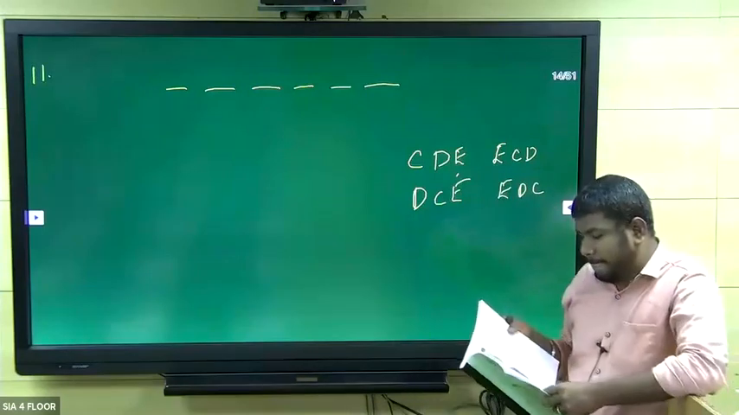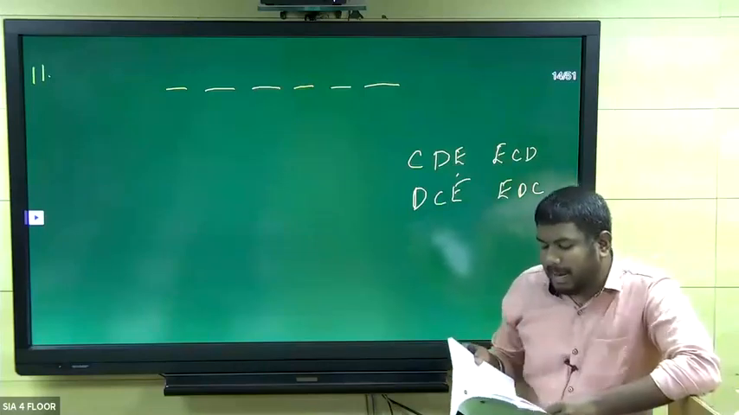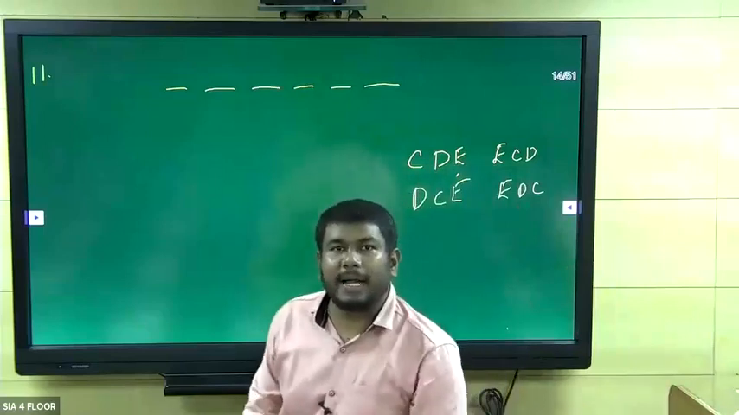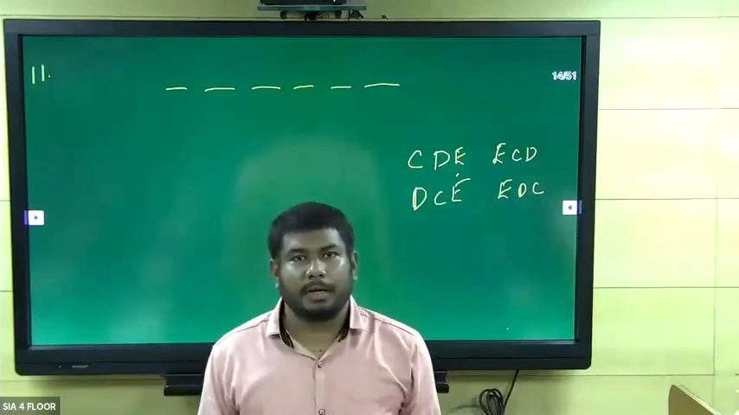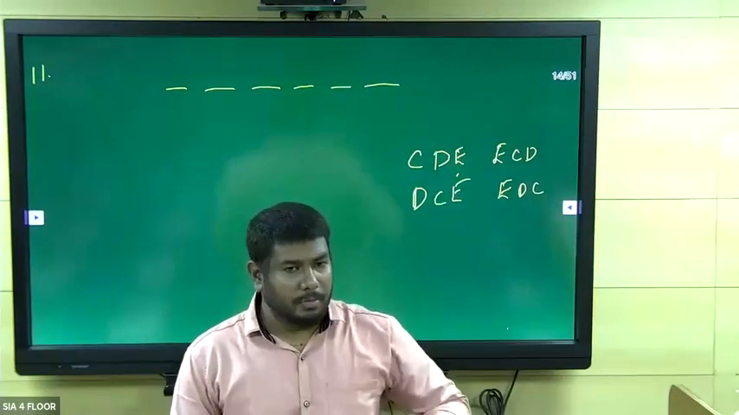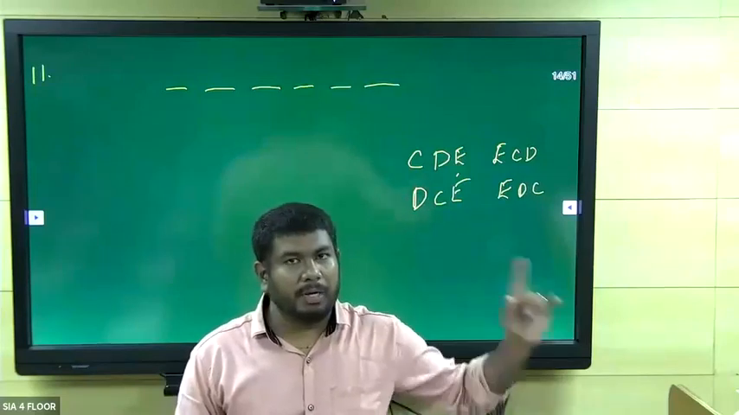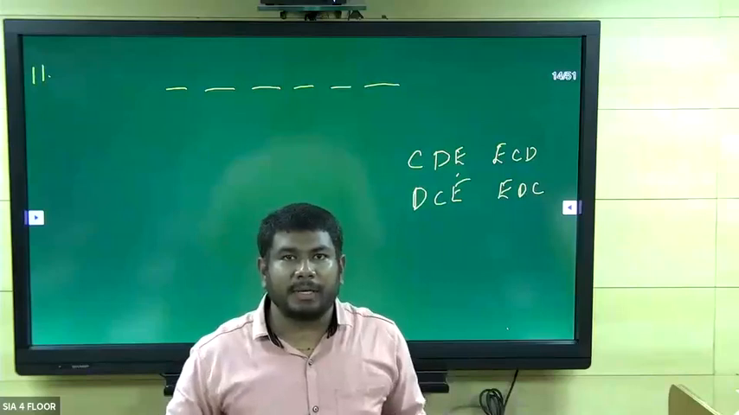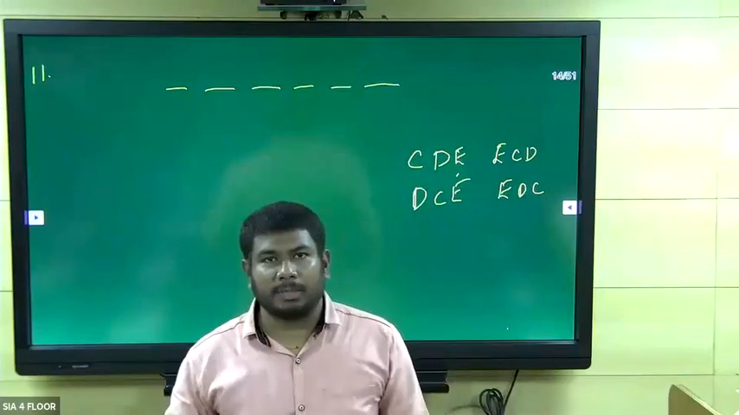Okay, next, B is standing beside A only. So what does that mean? B is standing beside A only. So after B, only one person is there. That is A. I mean, the neighbor of B is A only, not any other person.